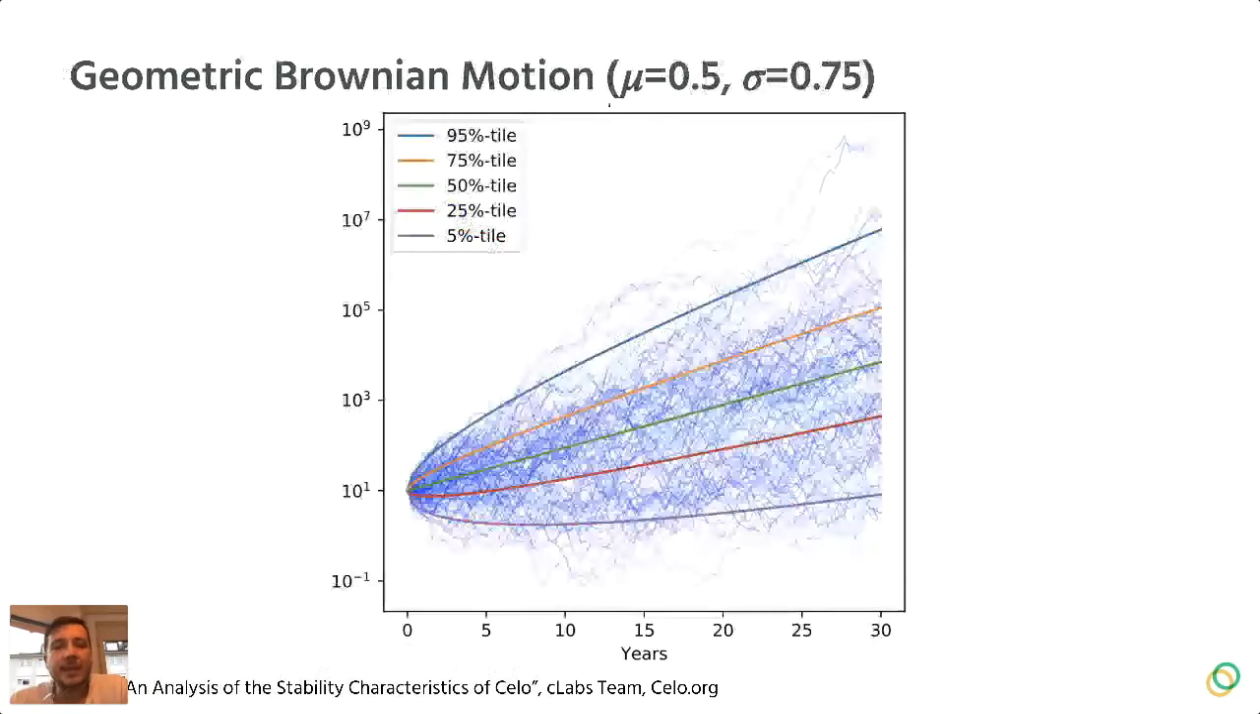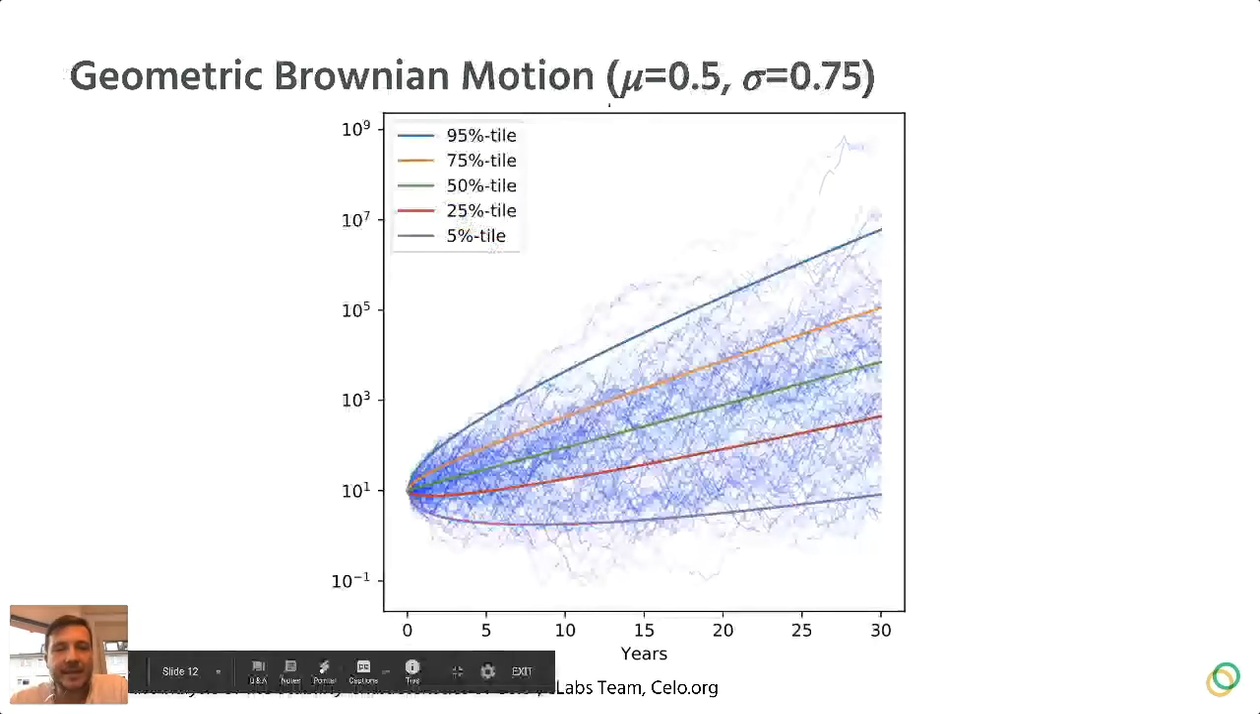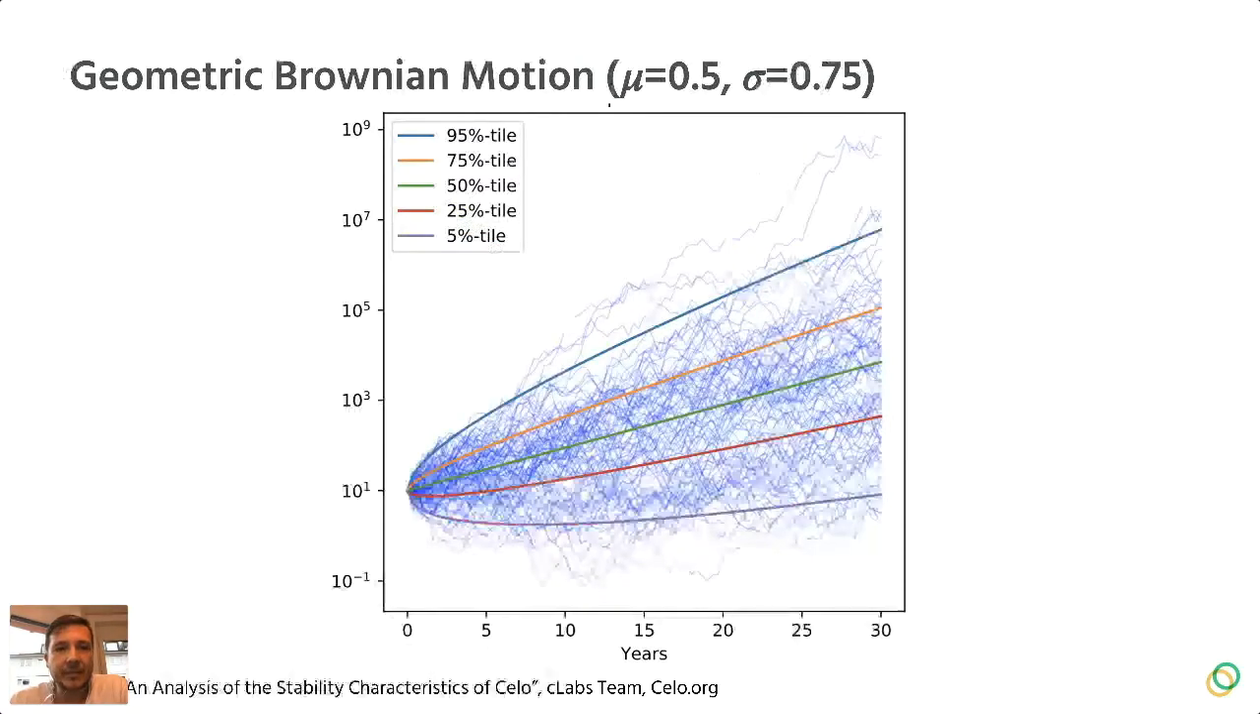Because many of these paths are now going into a negative range. Here, what you can see is a second geometric Brownian motion. Here we used a positive mu of 0.5, again with a volatility parameter of sigma equals 0.75. And what you can see here is that eventually all percentiles are increasing and diverging to infinity.